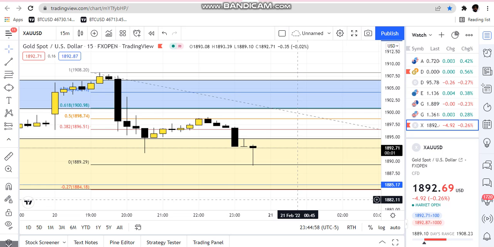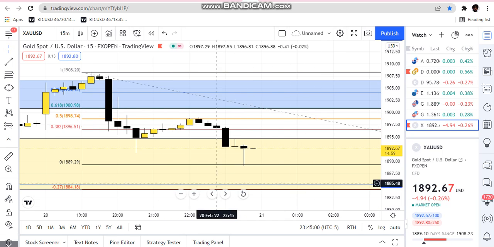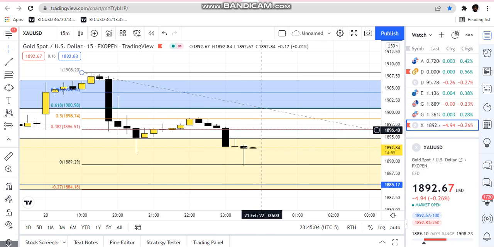So I hope these videos help. I'll keep y'all updated again on what price is doing. I just wanted to show you this. Price is now making a lower high back up to 0.5, back up to 0.382 before making a lower low. You just missed this trade. Price moves fast. Gold moves very, very fast.